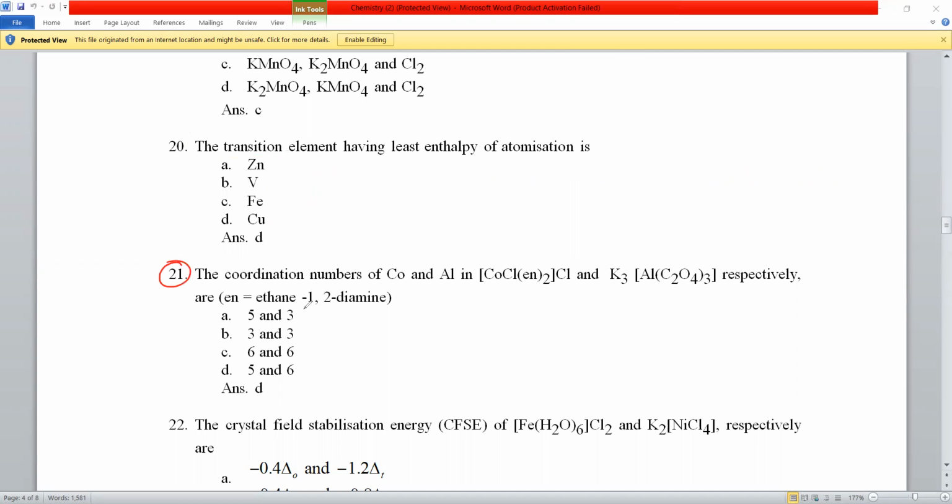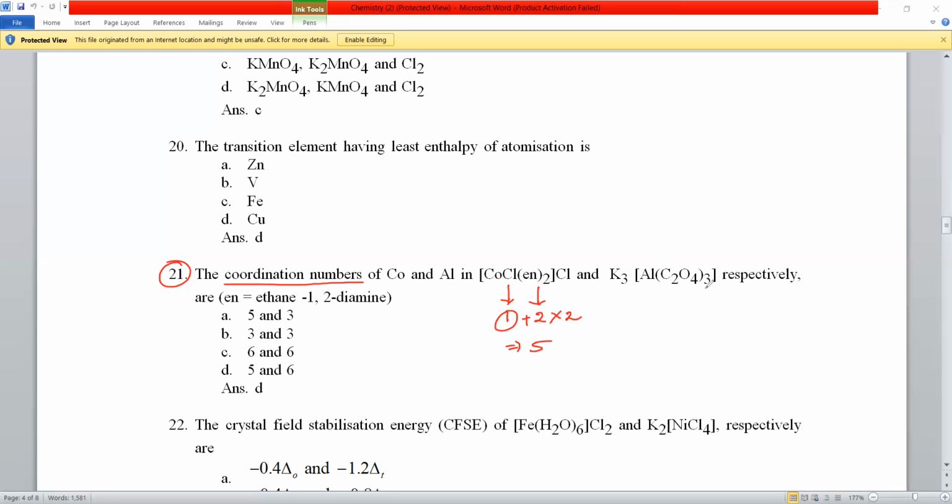So question number 21, the coordination number of cobalt and aluminum in this complex as well as this complex, respectively, they are asking. So coordination number is determined by denticity, right? Around the metal, how many coordinate covalent bonds are present. Chlorine can form 1 bond and ethylenediamine 2, and each can form 2 dative bonds. Totally we get coordination number as 5.